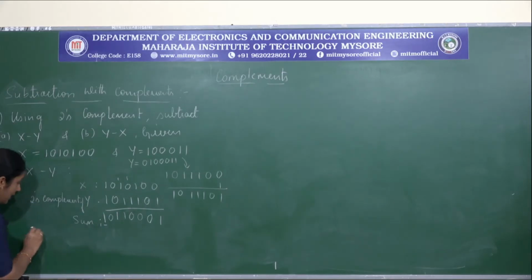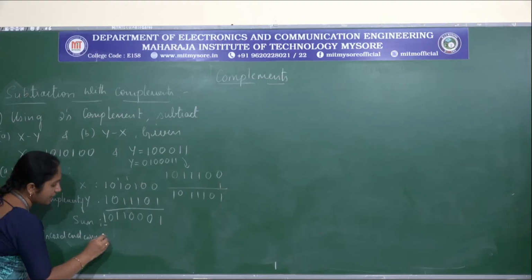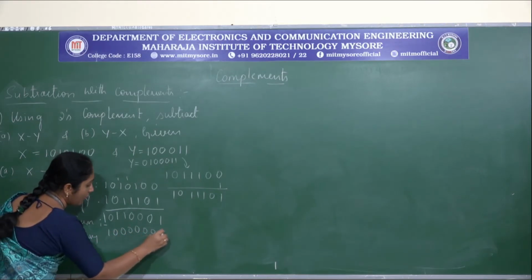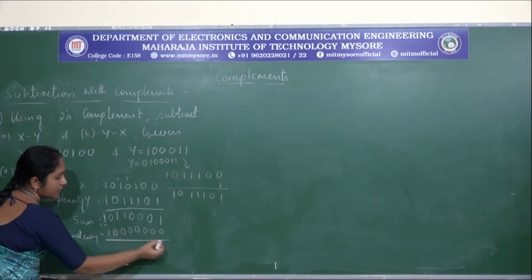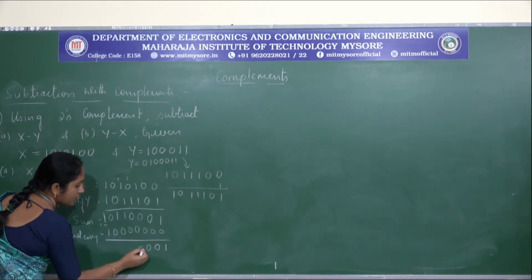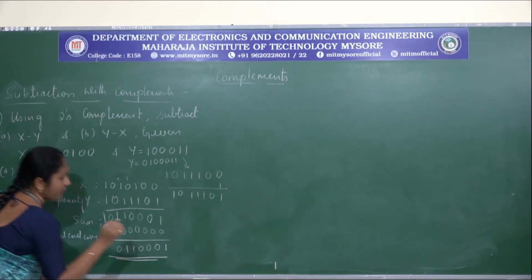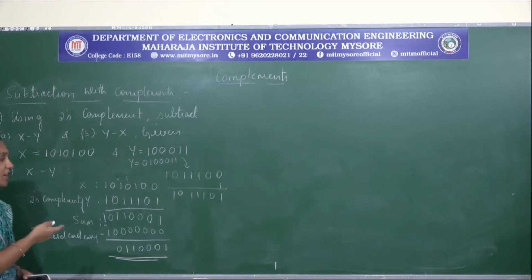So again we need to discard the end-around carry. Discarding is nothing but omitting it and writing only the sum part. So we will get 1 0 0 0 1 1 0. If you want, you can cross check by converting this into decimal, because this is in binary. If you have any doubts, you can convert and cross check.